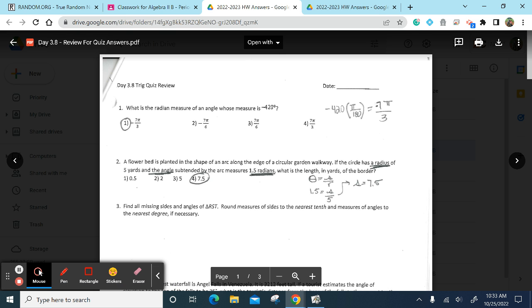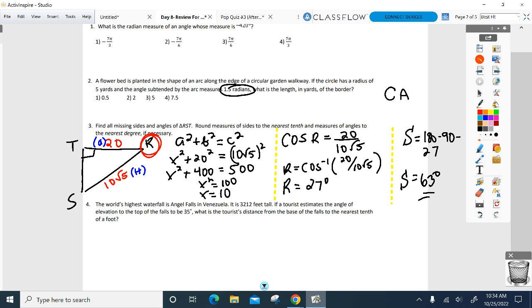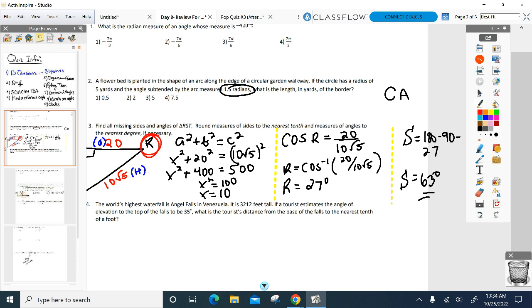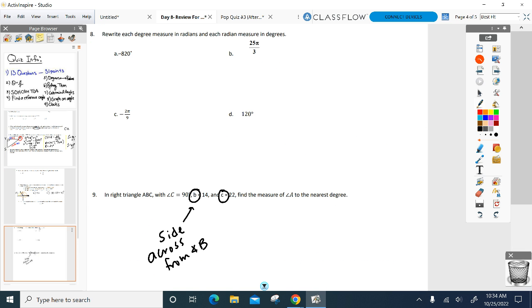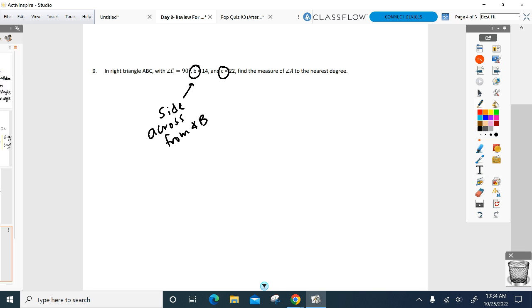Oh, sorry. One last thing. There's something on one of these questions you've never seen before, and I want to make sure you're good. Question 9. It talks about a right triangle. It tells you angle C is 90, but we've never seen this, lowercase b and lowercase c. Those are the sides across from those angles. Got me? So lowercase b means the side across from angle B is 15. That's what those lowercase letters mean. All good?